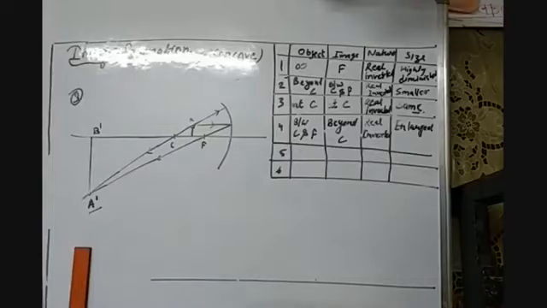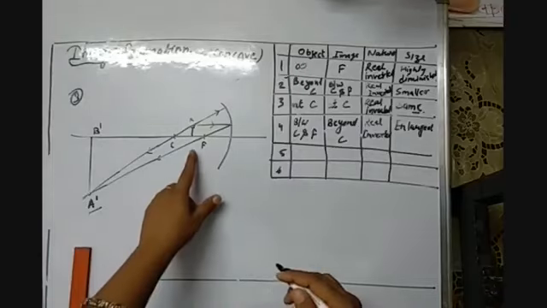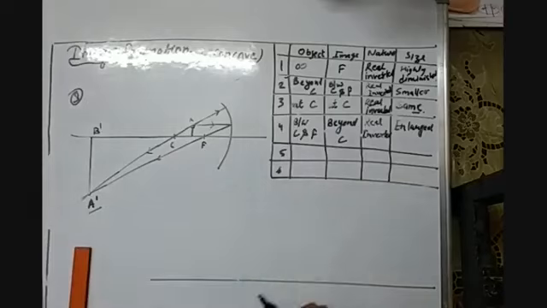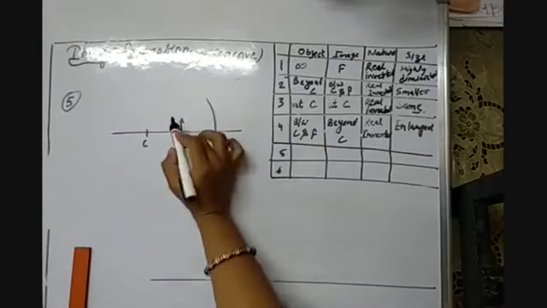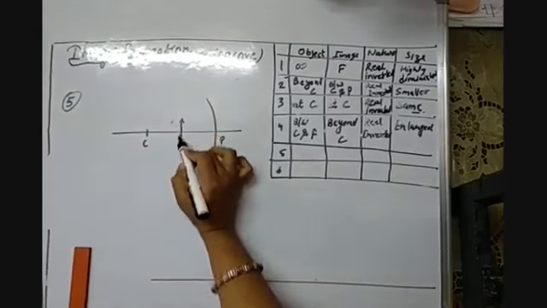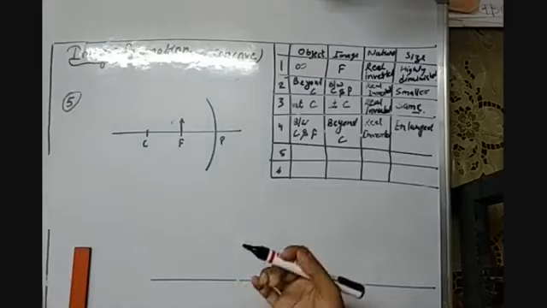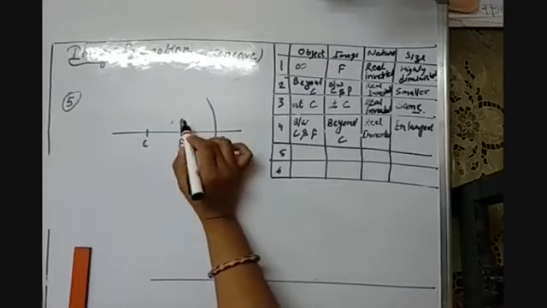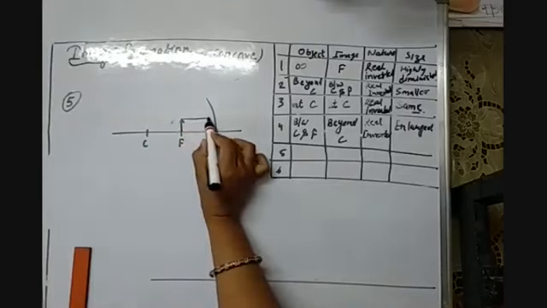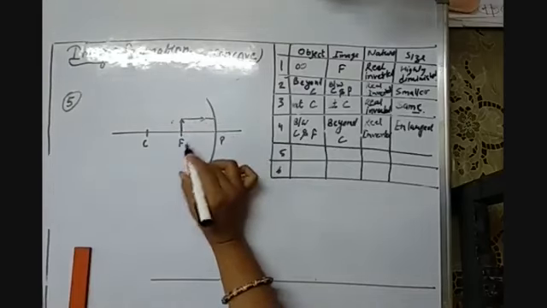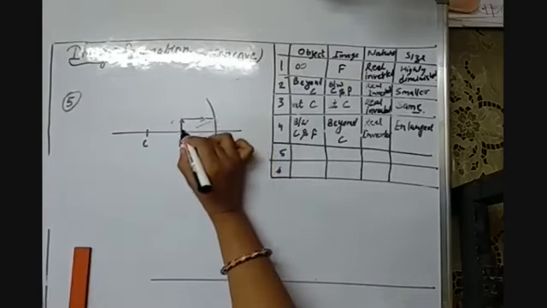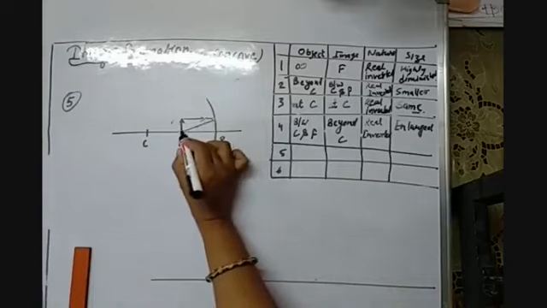Now let us move ahead. We'll keep the object now at the focus point of the spherical mirror. So when we keep the object AB at the focus of the spherical mirror, again the same thing will happen: we have to take the incidence ray parallel to the principal axis. After reflection, it will pass through the focus.